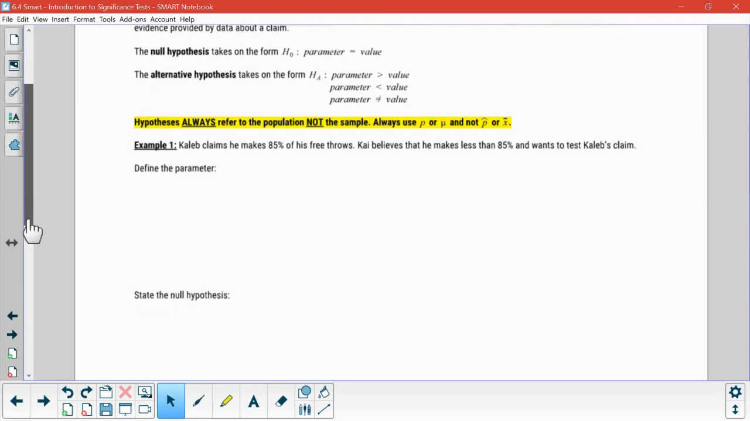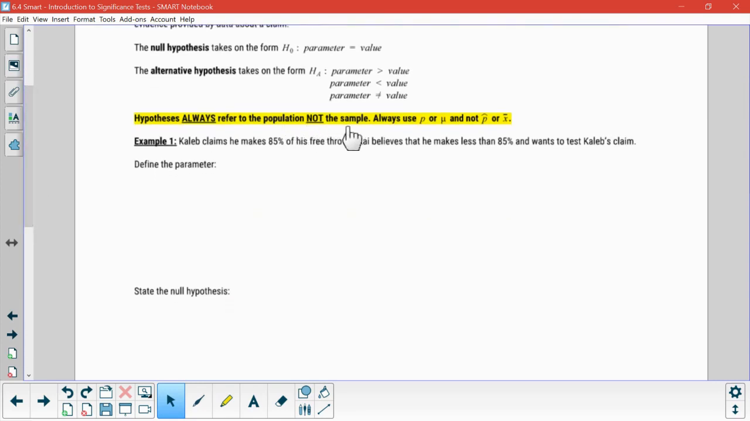And hypotheses always refer to the population, not the sample. Always use p, or eventually when we get to means, mu. Don't ever put p hat or x bar in your hypothesis statements because that is incorrect.